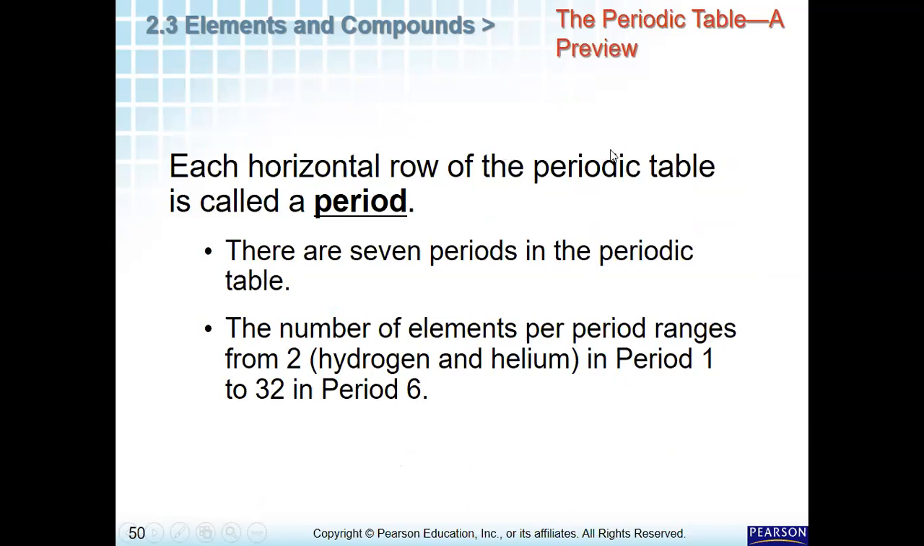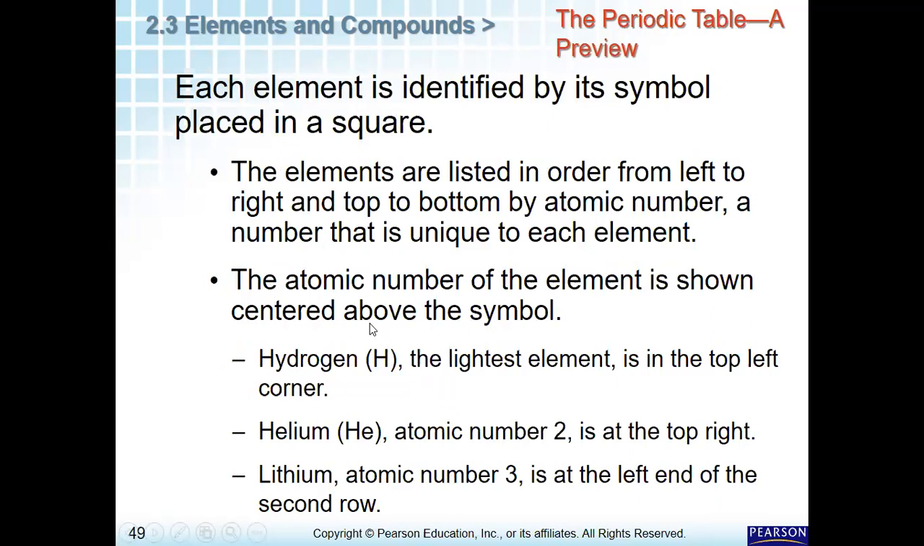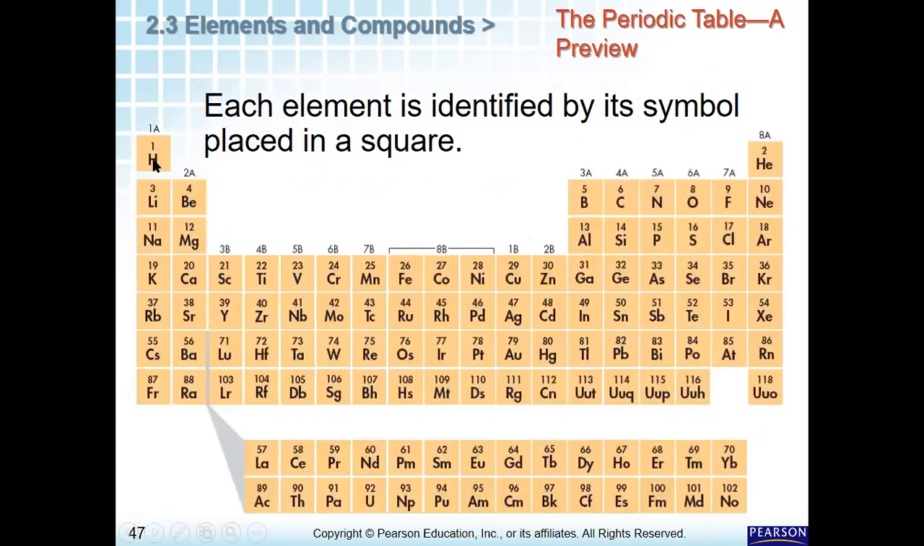So each horizontal row in the periodic table is called a period. There are 7 periods on the periodic table, and the number of elements ranges between 2 and 32. If we start with the first period horizontally, it will have 2 elements only.